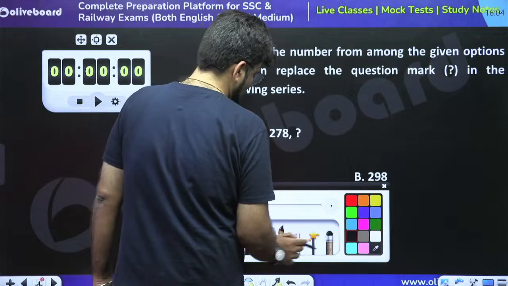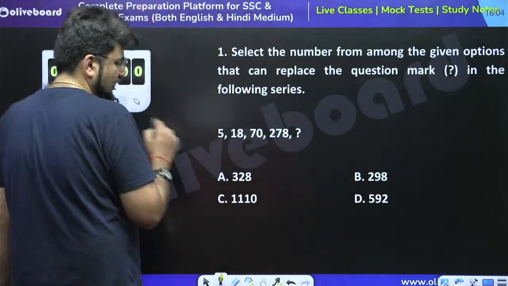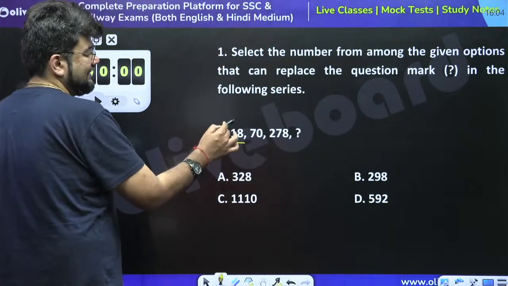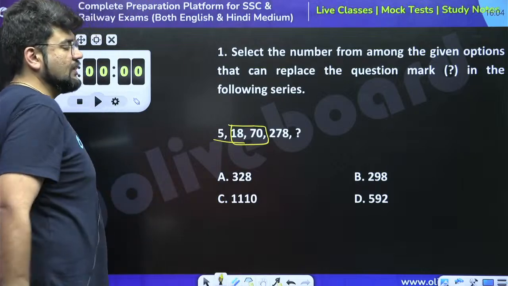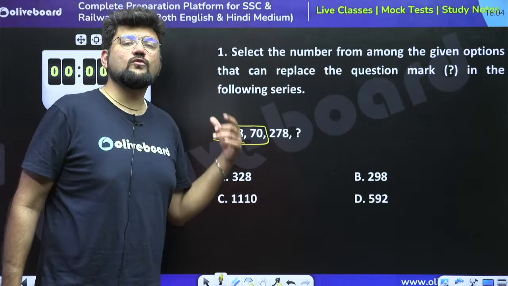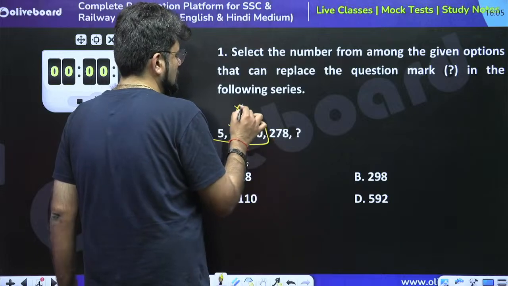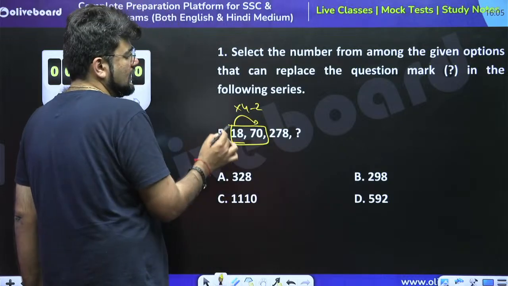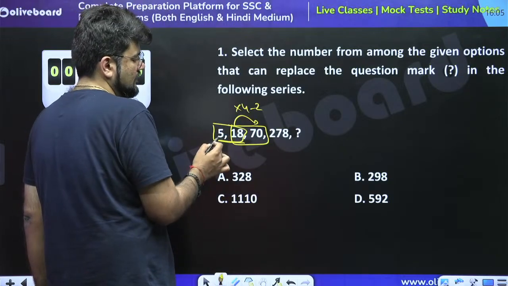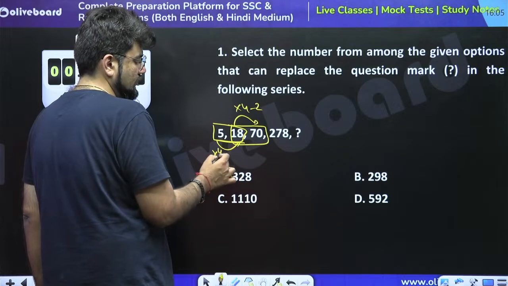Okay. So now, if we look at the simple explanation, 5 and 18 might not give it away, but 18 and 70 will surely give it away. If you know the tables very well, you know that 18 into 4 is 72. You remove 2 from it. So this is multiplied by 4 minus 2. Try to relate it in the same way here. Is it being relative? Yes. 5 into 4 minus 2 is also giving you 18.